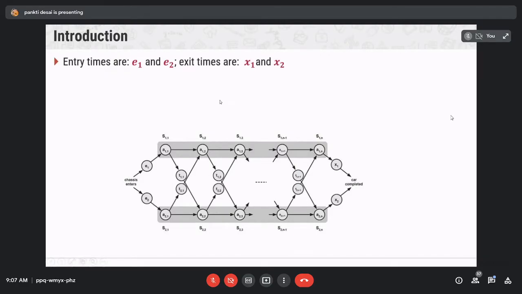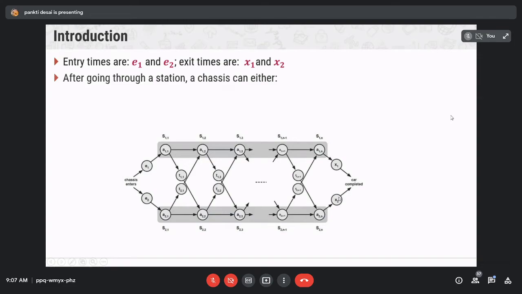Entry times are E1 and E2 and exit times are X1 and X2. To enter assembly line 1, the time required is E1, and to enter assembly line 2, the time required is E2. To exit assembly line 1, the time required is X1, and to exit assembly line 2, the time required is X2.